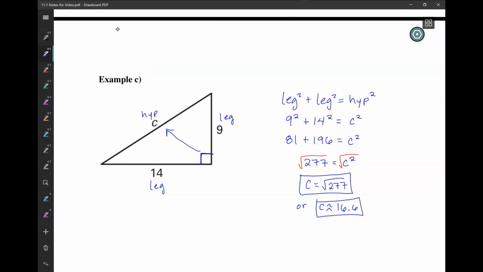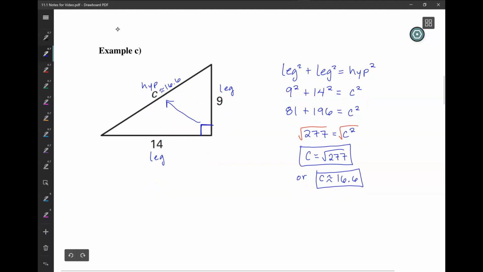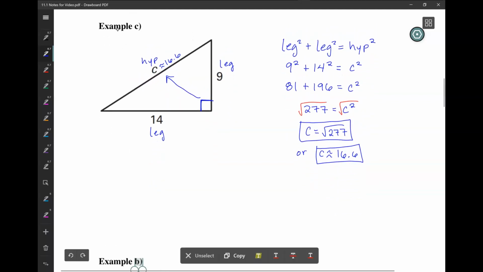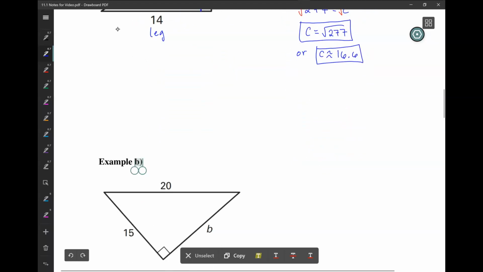You can see 16.6 is longer than 14, so the hypotenuse is the longest side on that triangle. So there's not a good reason to think that we made a mistake or anything. It looks good there.